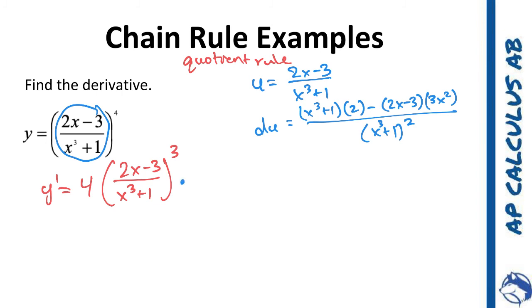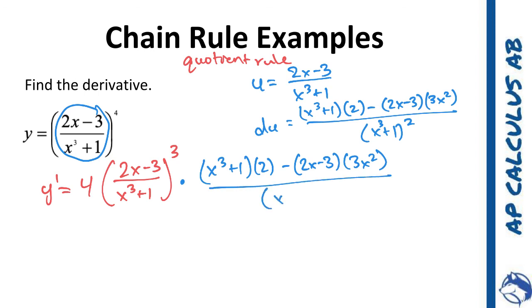So now I have to multiply it by this du. So I might as well just start writing here where I've got this x cubed plus 1 times the 2. So you can leave it just as is, minus 2x minus 3 times 3x squared. All of this piece is over that x cubed plus 1 squared. And this is going to be my entire derivative of this one right here.